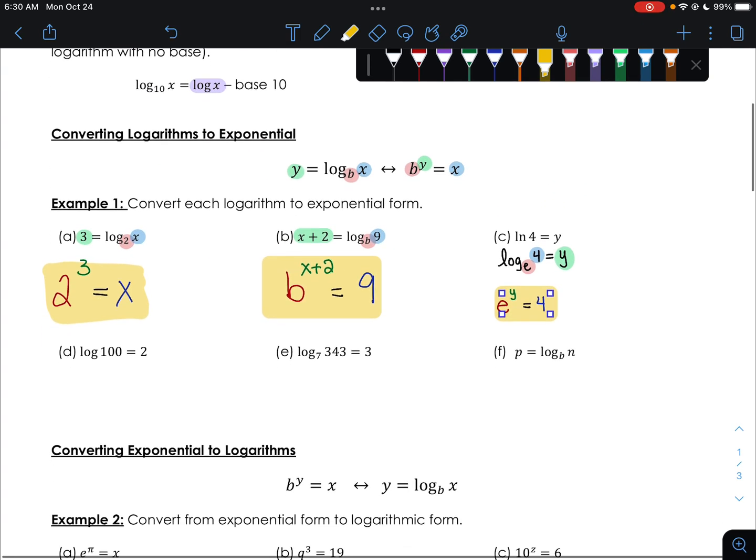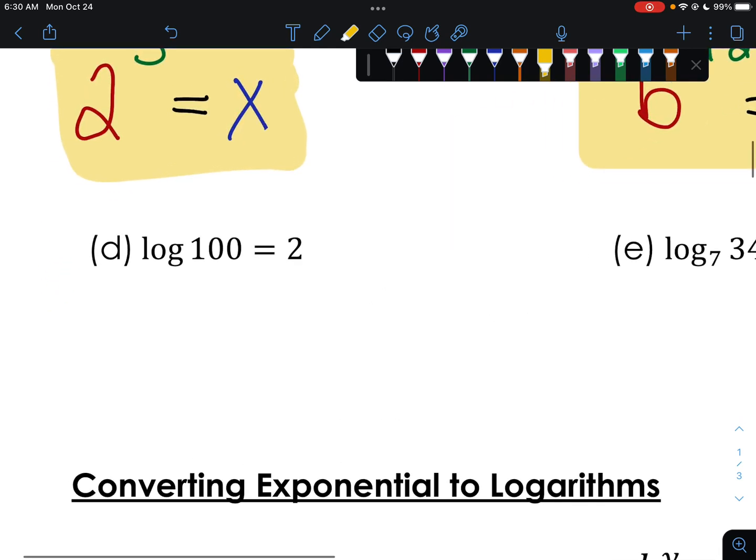Go ahead and pause the video and try D, E, and F. You should be checking your work right now. D is log of 100 equals 2. Notice how we don't see a base. That means that it is a base 10. So we have 10 to the second power equals 100.